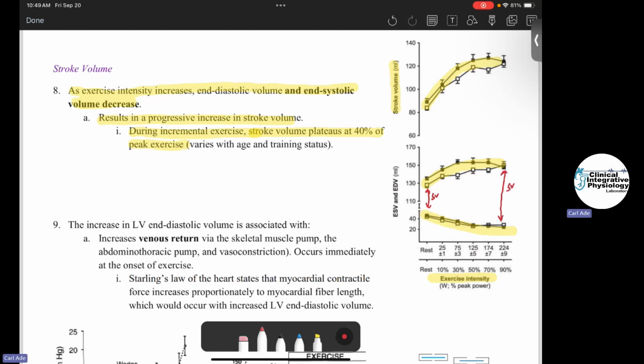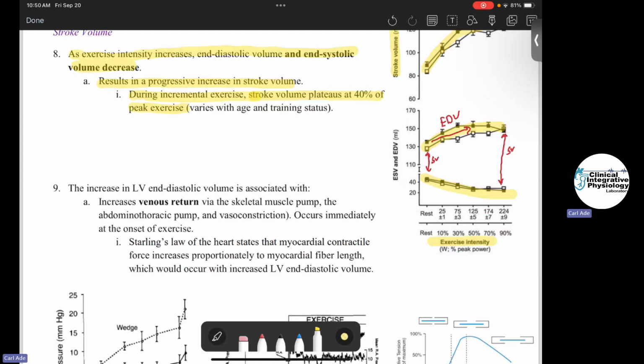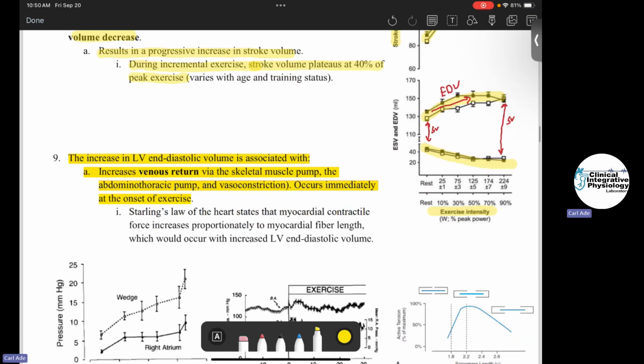If you remember back to our Wiggers diagram on our pressure volumes. So what is it that allows this end-diastolic volume to get larger? I know it's been mentioned in other classes, but I want to take a little step further. This increase in end-diastolic volume largely occurs with incremental exercise because of increases in venous return, because of the skeletal muscle pump.